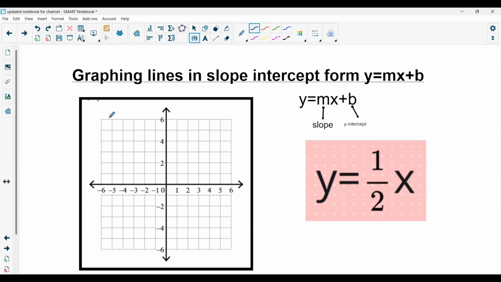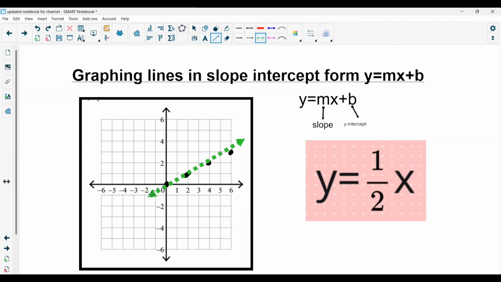Let's try one more together. And this is another one that doesn't have a y-intercept, but our slope is positive. Since we already know there's no y-intercept, we're starting right here at the origin, right there in the middle, 0. And this time our slope is positive, so we're going to move up. Let's move up 1, and we're going to go over 2 because our slope is 1 over 2. Same again, up 1, over 2. Let's do one more. Then we could draw a line through it.